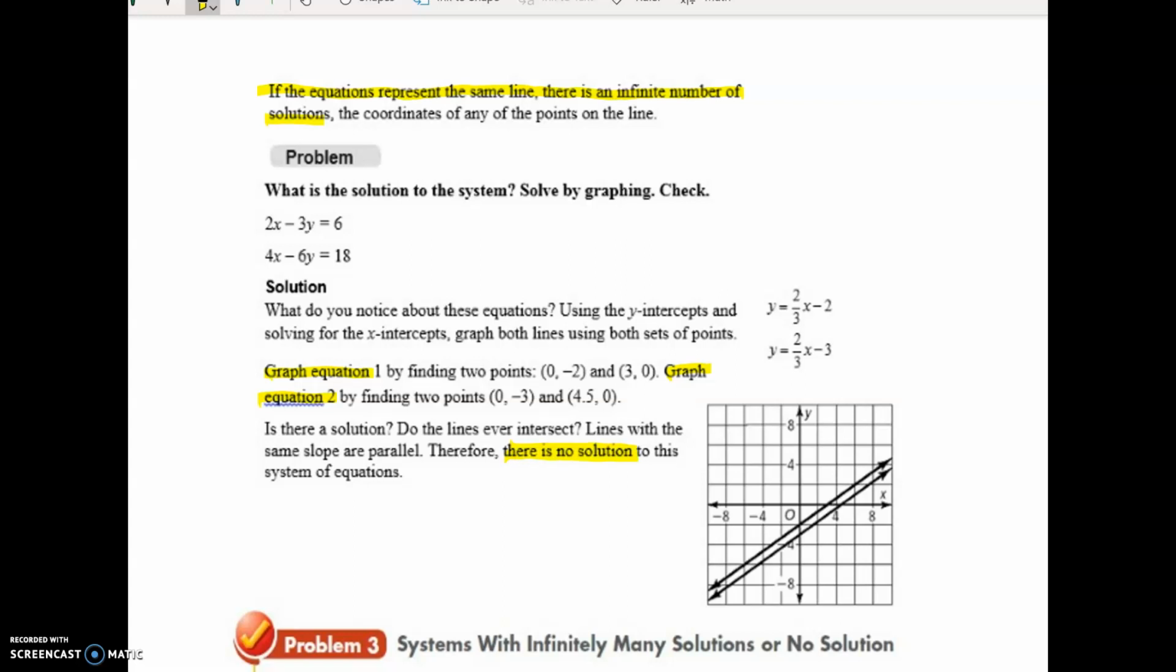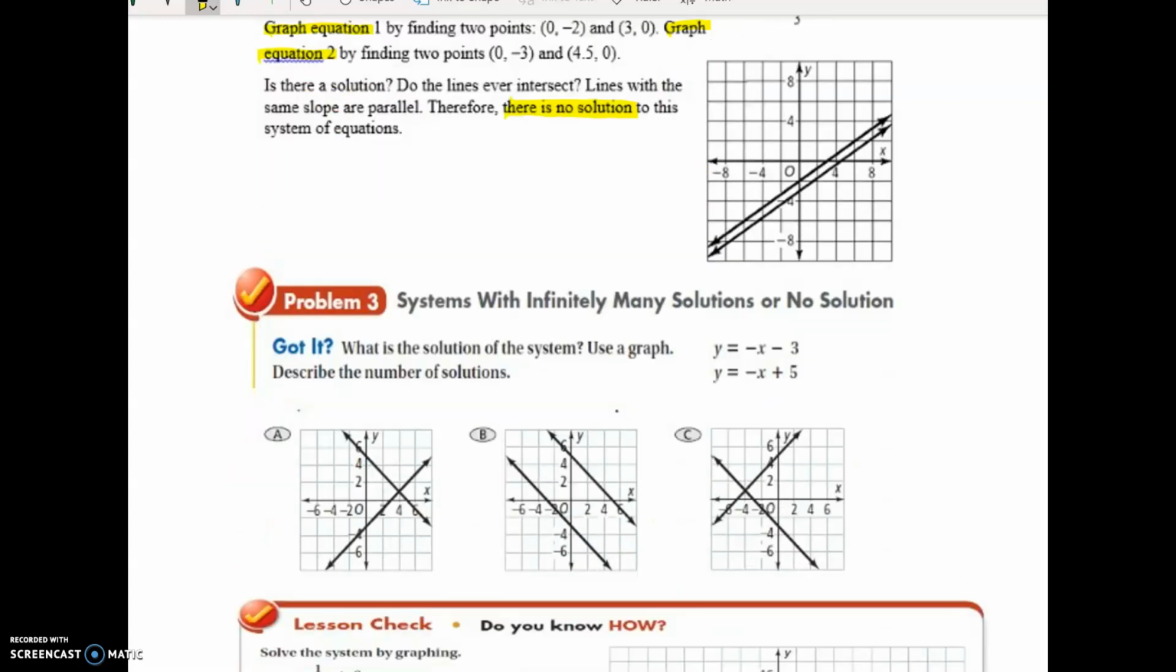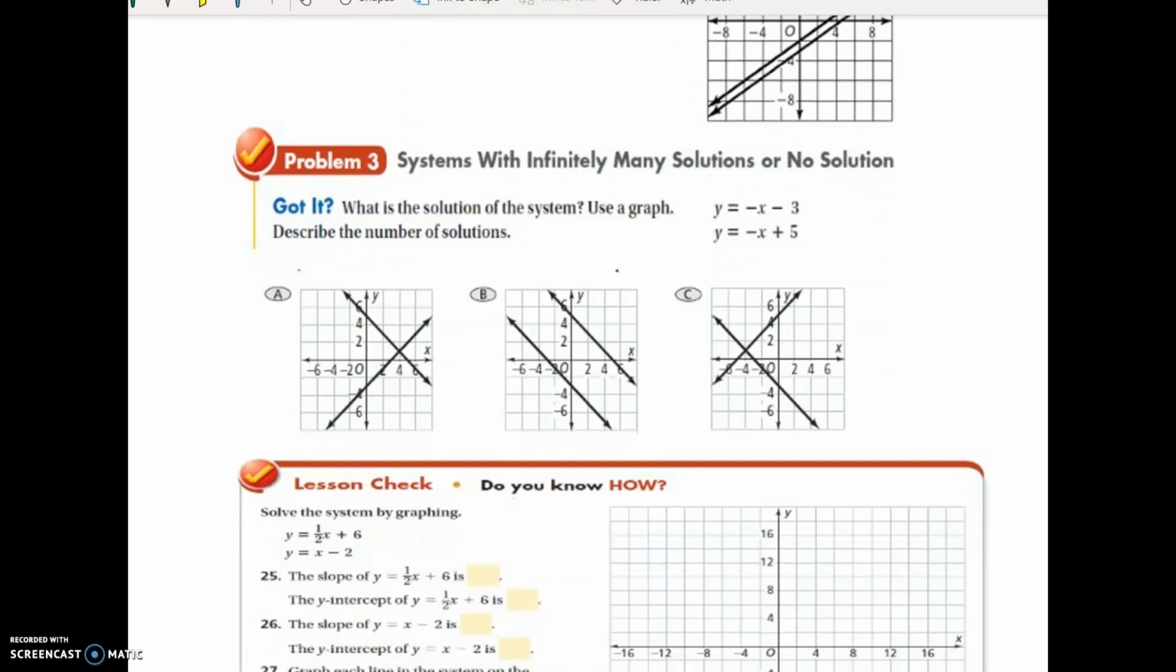So in problem number 3 here, it asks what is the solution of the system, and use a graph and describe that solution. Now, I can look at these two equations and I can already see they have the same slope. And we know from a previous lesson, if they have the same slope and different y-intercepts, then they have to be parallel to each other.